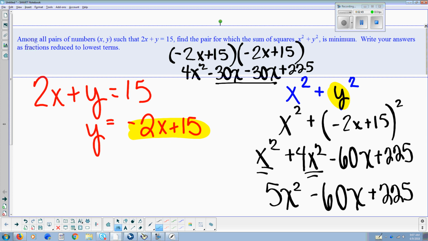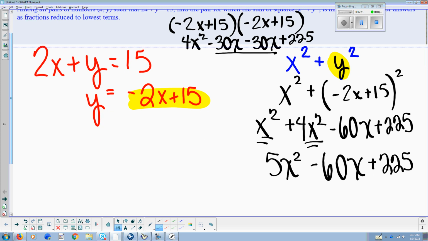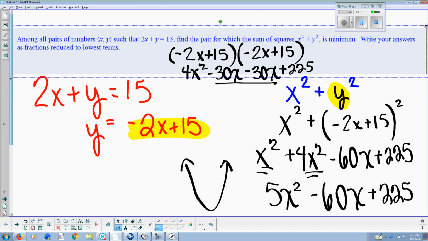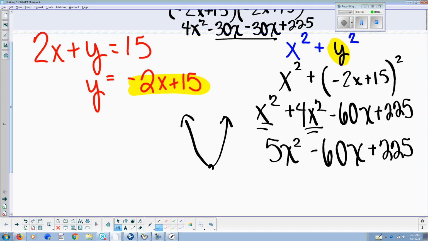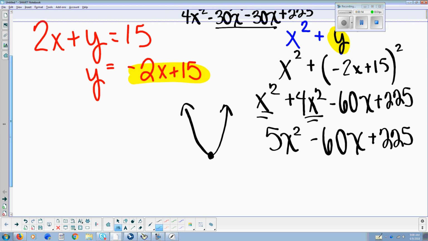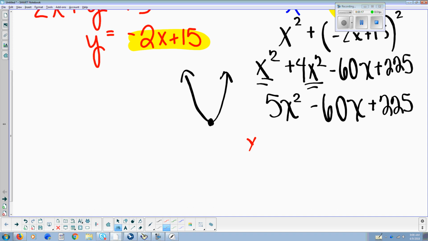Now, if I think about what this quadratic expression really is, this would be a parabola with a positive leading coefficient. It's smiling, and it asks me to find the pair of numbers for which the sum of squares is minimum. When it talks about minimum, we're talking about the minimum value of that vertex. So to find the x coordinate of this vertex, I use the axis of symmetry formula, negative b over 2a.